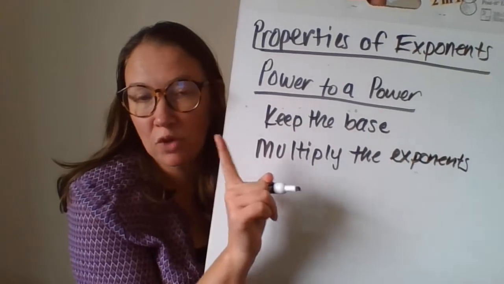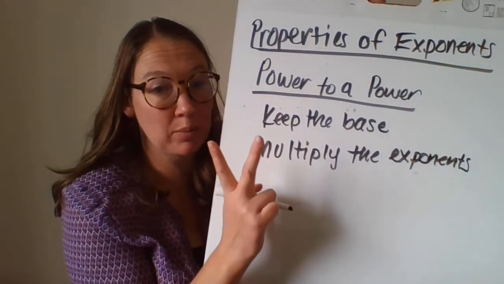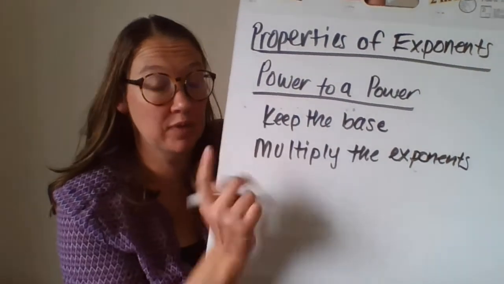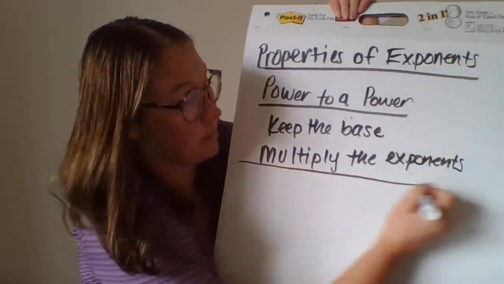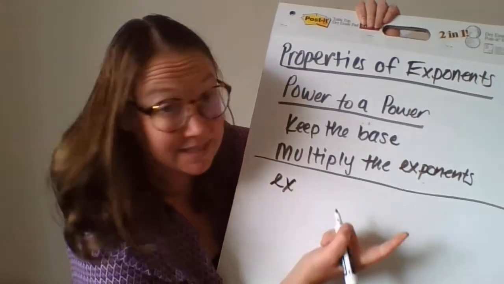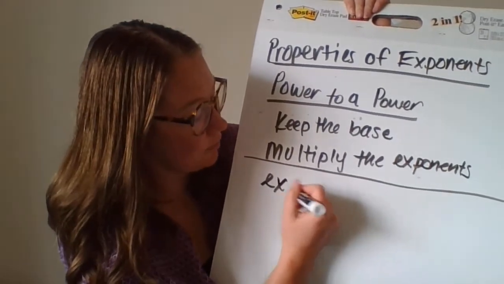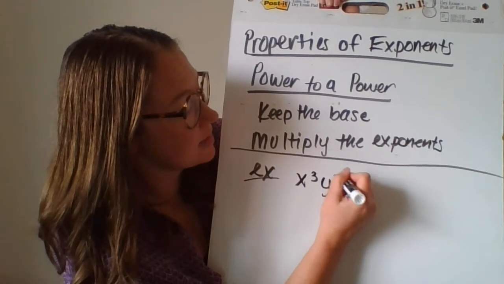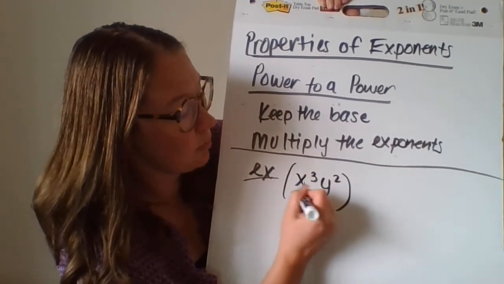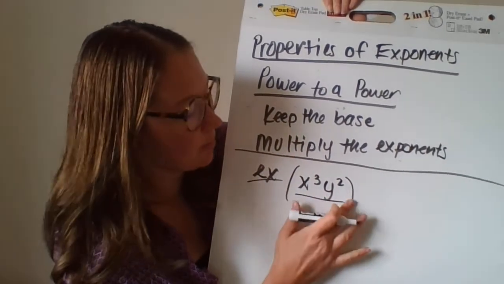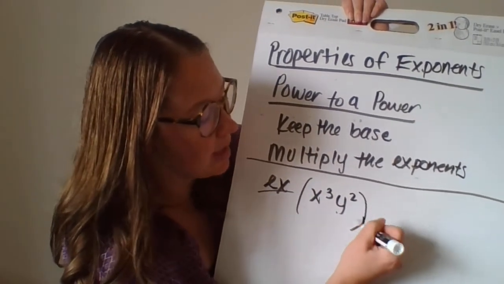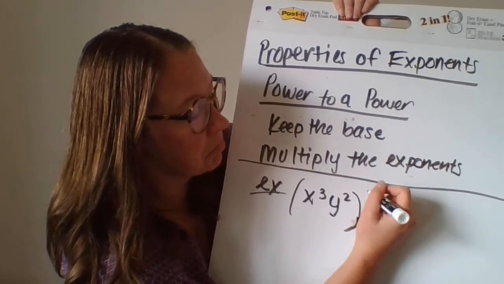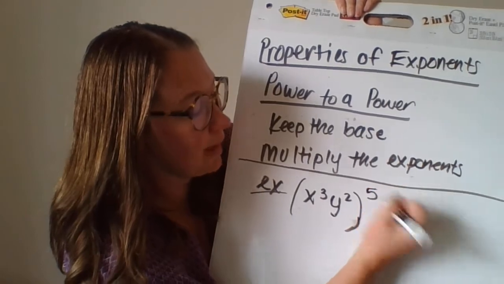Now, if you have two different variables raised to an exponent, you have to do the same thing to both of them. And I'm going to show you what I mean here with an example. So for example, let's say that I have, I'm going to do a really tough one. Actually, no, we're not going to do that yet. We'll do it this way. X to the third, y to the second raised to the fifth power.